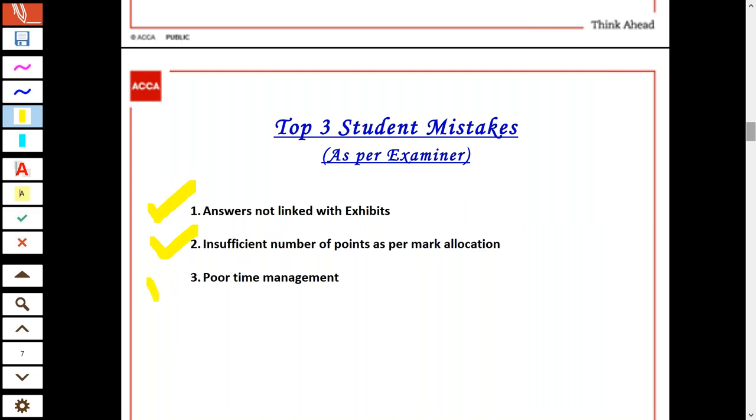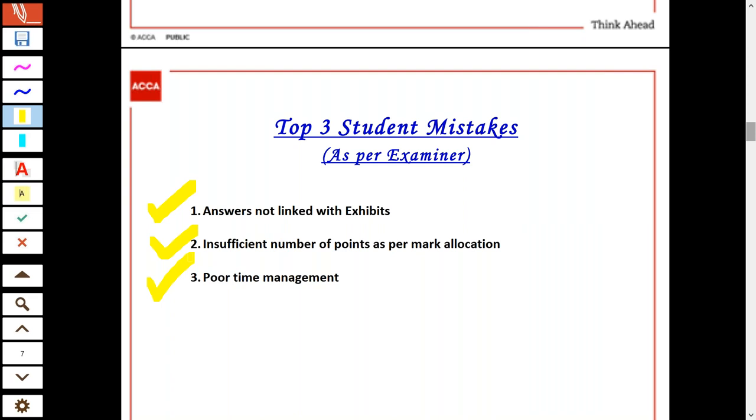And the third issue is poor time management, in which he always mentions that either the students are not able to complete the paper, or the quality of the last couple of answers is so bad that it shows that students are just trying to wrap up the last couple of questions due to lack of time. So these are the 3 top reasons why students are not able to pass SBL.